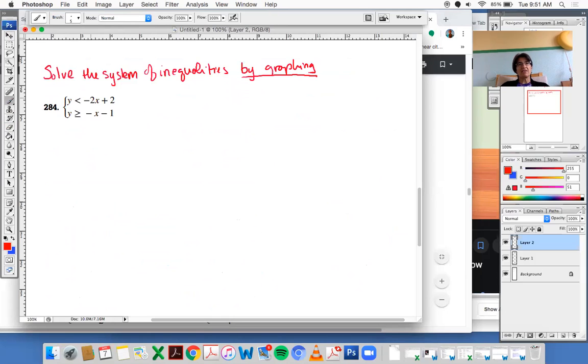All right, so we're given two inequalities, and these are nice because they're solved for y. So we need to graph each of these inequalities. Let's go and graph the first one.